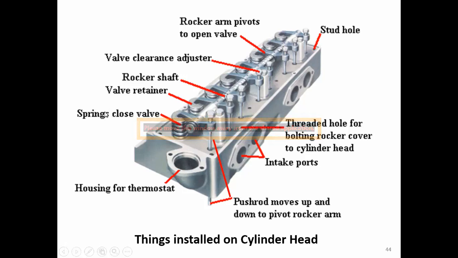Okay, so the spring closes the valve here. This is used to force the valve to close when there is no action from the rocker arm. When there is an action from the rocker arm, the valve will open. And when there is no action from the rocker arm, the spring will force the valve to close. And we have the intake port here, and this is for mounting the thermostat here, to measure the temperature of the cooling water.